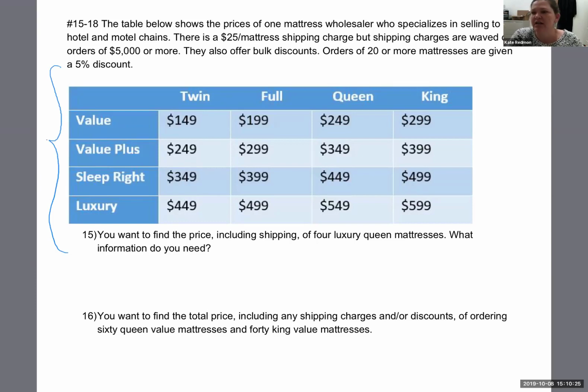So look, this is what David wanted. He wanted numbers. So number 15, you want to find the price, including shipping, of 4 luxury queen mattresses. What information do you need? The price of the mattresses. Cool, go find it for me. What's the price of the mattresses?